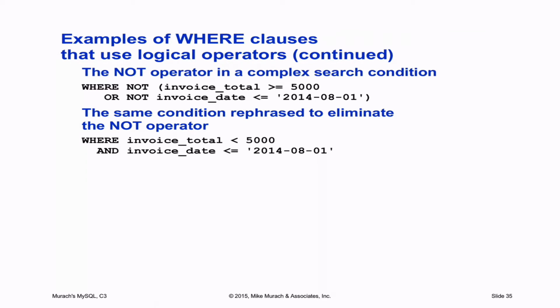So here's some other NOT operators, where NOT invoice total is greater than or equal to 5,000, or invoice date is NOT less than or equal to that. Here it's important because either one of these conditions, if it's met, will return data. That's different than here, where we need both conditions to be true in order to return the data.